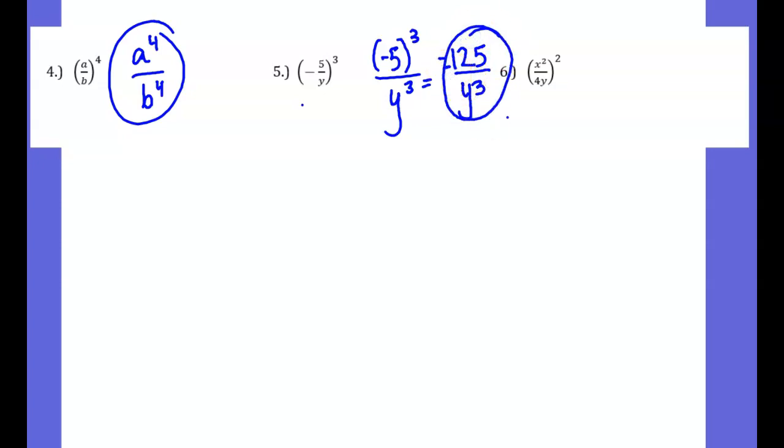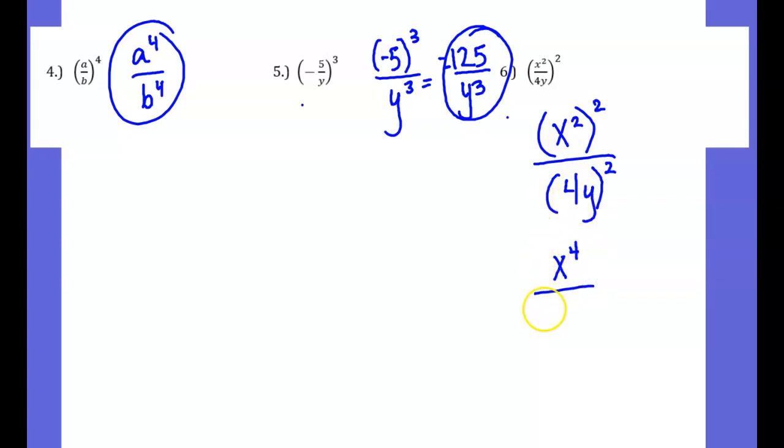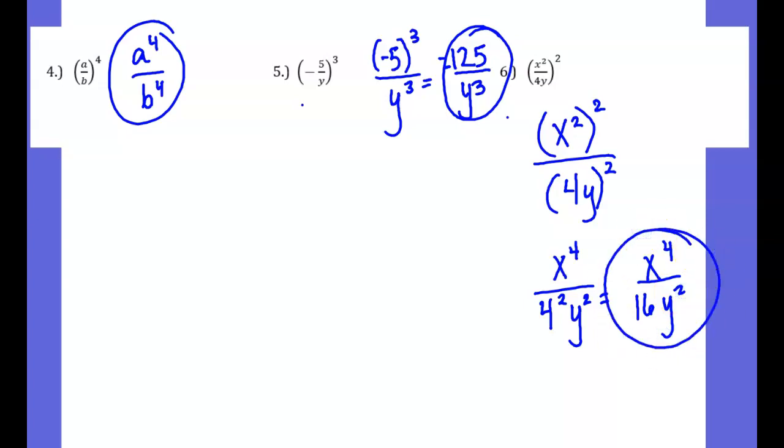Okay, number 6, be careful. All right, so we're going to take x squared and we're going to square it, and then we're going to take 4y and we're going to square it. That would be our first step, okay? So I look at the numerator, and x squared squared, the rule is I multiply when I'm taking power to a power, so I get x to the fourth, okay? Now, the denominator, don't forget, the 4 is being raised to the second power, and so is the y, okay? So our final answer would be x to the fourth over 16y squared. Okay, so that's the first 6 that we did.